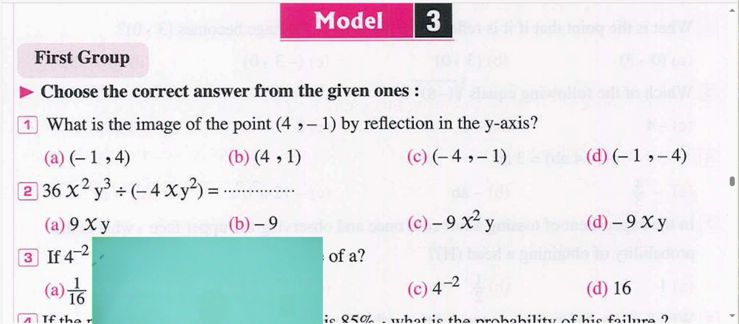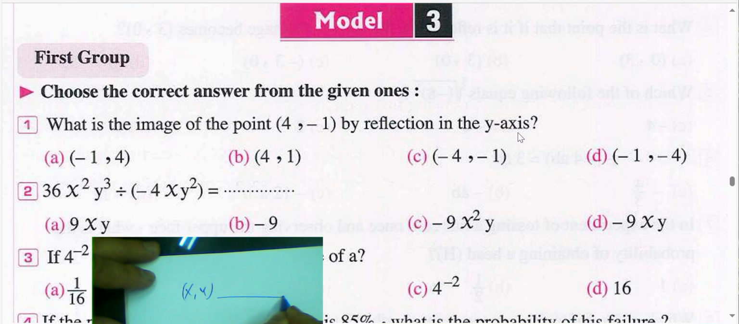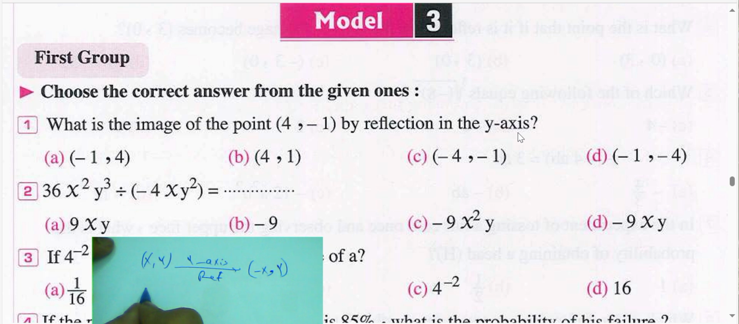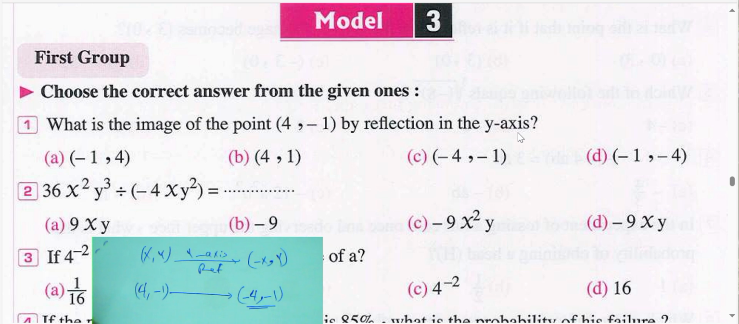First group, choose the correct answer from the given ones. Number 1, what is the image of the point (4, -1) by reflection in the y-axis? We have the rule to find the reflection in the y-axis: we must keep y and change the sign of x. We have 4 and -1. Then the image of this point by reflection in the y-axis, we keep y and change the sign of x. So the result will be (-4, -1).